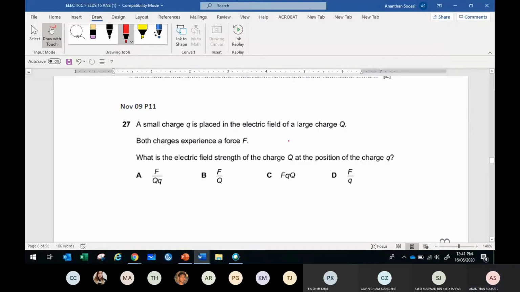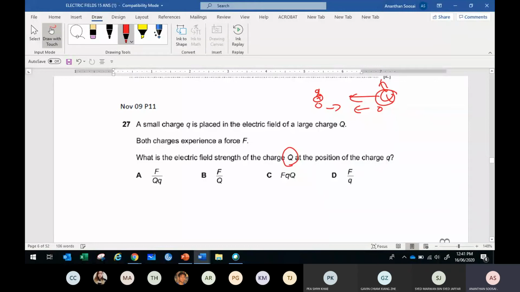That matters. So you see here, small charge q. All of you say D. You see the small q and the capital Q. Both of them exert force on each other. Of course, it's attractive. It's an action-reaction pair. So what is the electric field strength of the charge Q? They're asking what is the field produced by the capital Q at the position of small q.